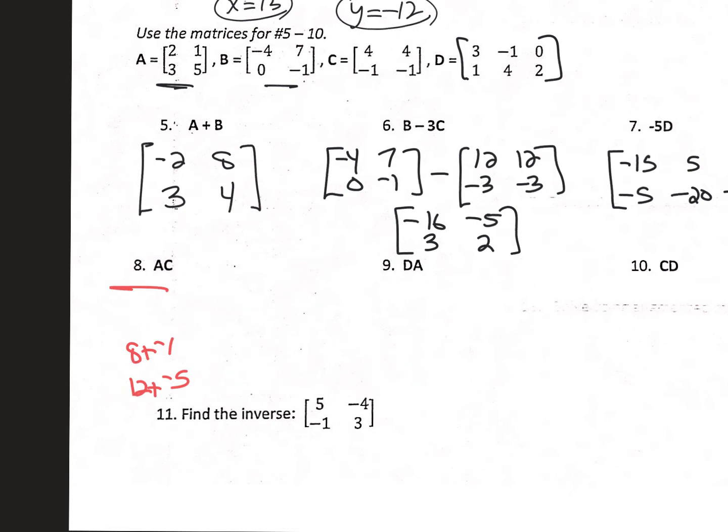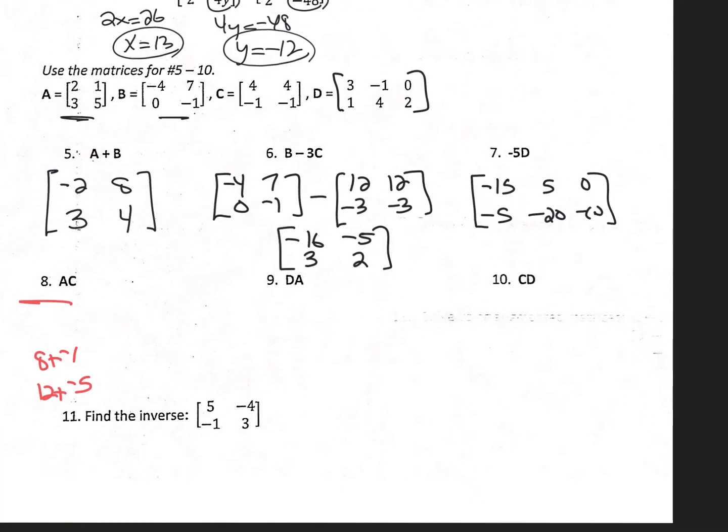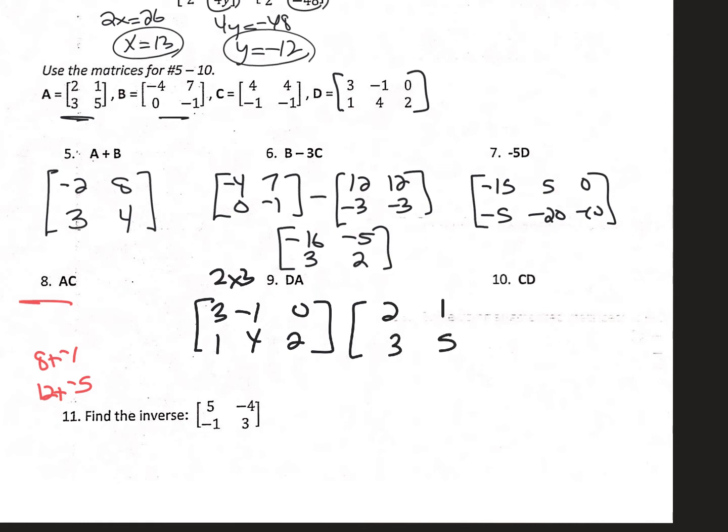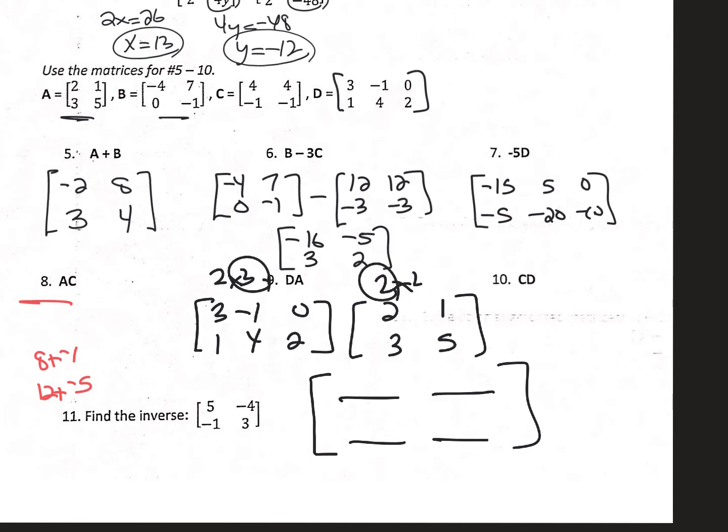Okay, number 9 says D times A. D is 3, -1, 0, 1, 4, 2. That's a 2 by 3, by the way. And matrix A is a 2 by 2, 2, 1, 3, 5. I'm going to do this a little quicker. I just went through all the steps a second ago, so my answer is going to be a 2 by 2 again. Actually, what was I saying? You can't do this one. That's a 3, that's a 2, 2 and 3. You can't do it.